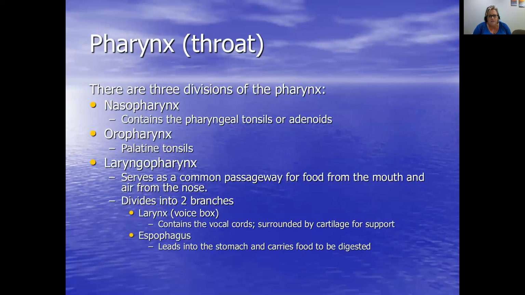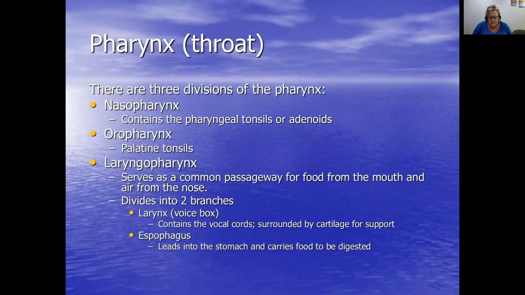And then number 8 is the third portion of the pharynx. That's the laryngopharynx. The laryngopharynx serves as a common passageway for both food from the mouth and air from the nose. If we follow the laryngopharynx, it divides into 2 branches.